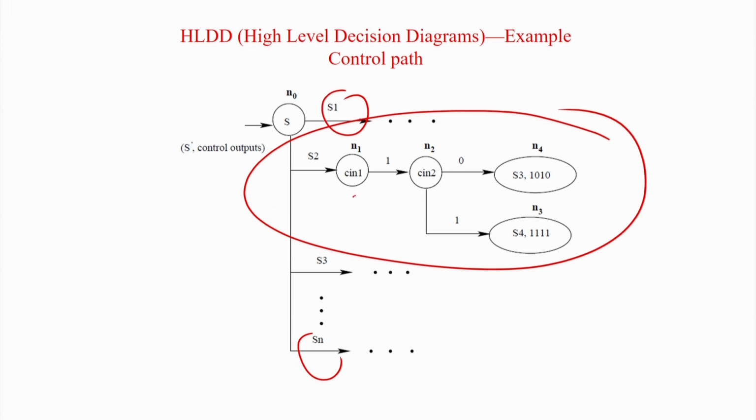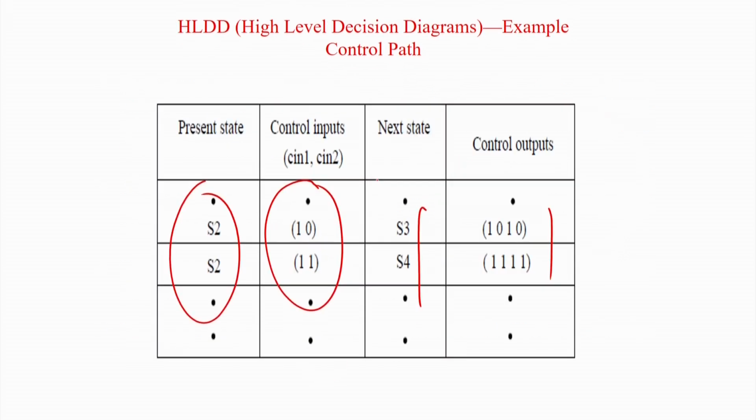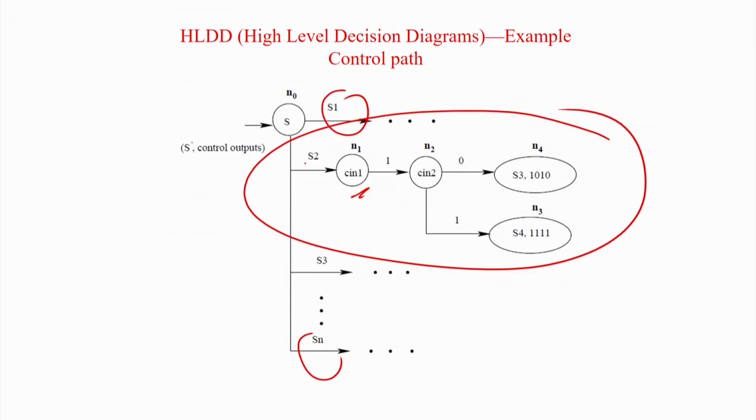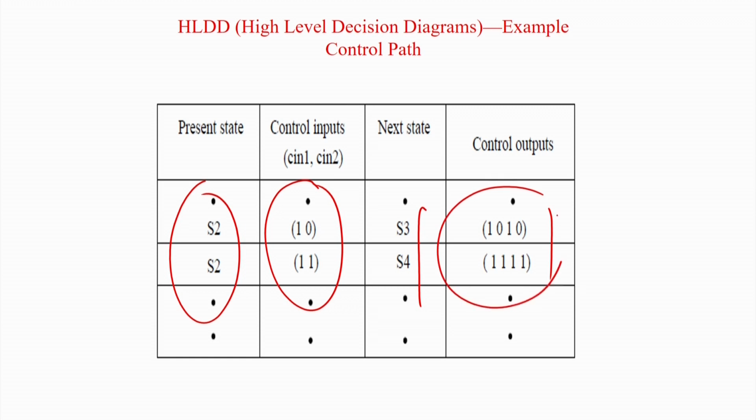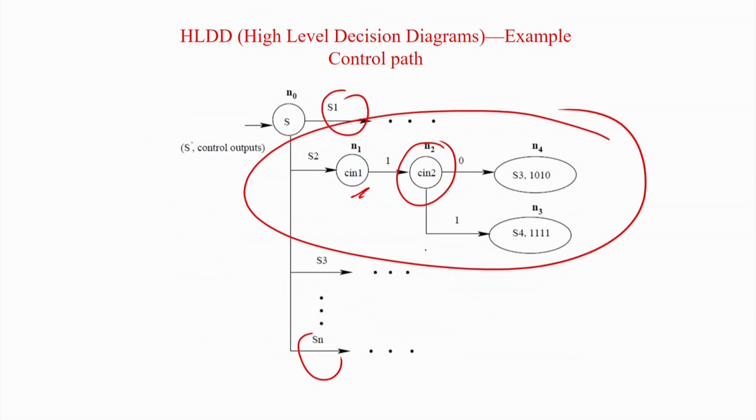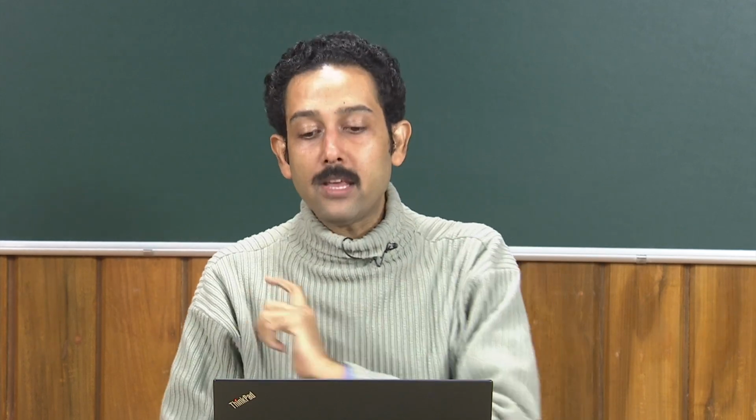So S2 is a non-terminal node which corresponds to signal C1, and there will be another non-terminal corresponding to signal C2. What are the terminal nodes here doing? The terminal nodes here will be the outputs and the next state. So one next state is S3 and the other next state is S4. In case of a data path, the non-terminal nodes are expressions and the terminal nodes are data operations, A plus B, A minus B, etc. But here they are basically which next state to go to and what the control outputs are.